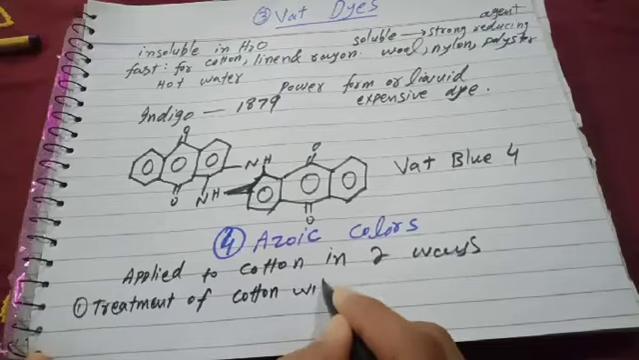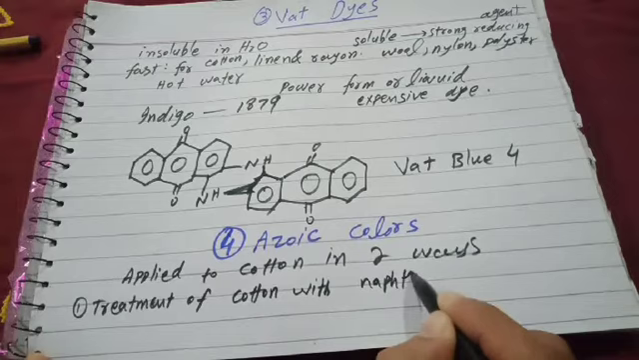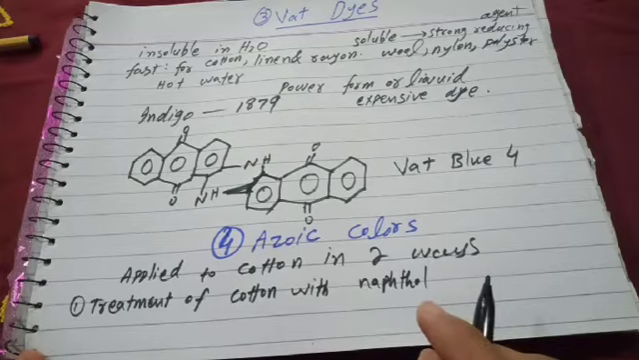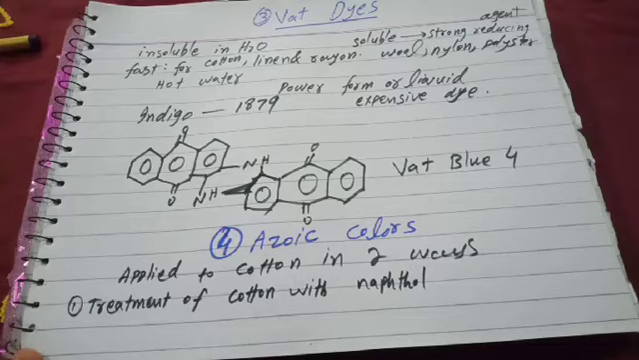Treatment of cotton with the naphthol, and in the second step the naphtholated material is treated with diazotized base or diazotized salt. The color development takes place in situ by a coupling reaction between the naphthol and the diazo component.